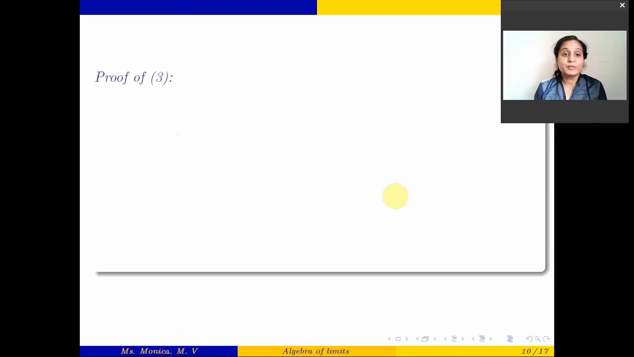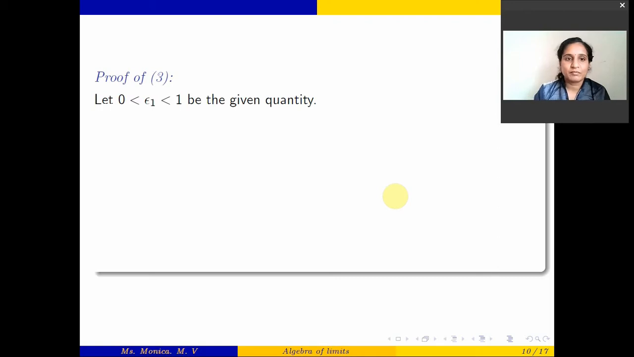So, proof of 3. What was 3? The limit as x tends to a of f of x times g of x is equal to L times m. Okay. Now, the proof is slightly different from the first part. We had taken some epsilon greater than 0, and we found a corresponding delta such that whenever mod x minus a is less than delta, we get mod f of x minus L is less than epsilon.